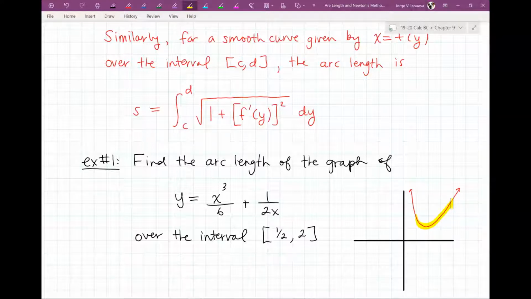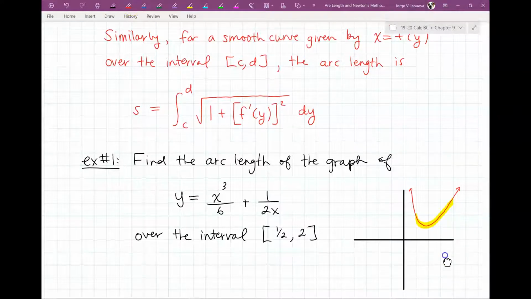Notice we can't just put a ruler up to it, right? So you have to find a way to measure curves. This is how we do it using that formula. First off, you are going to have to take a derivative.